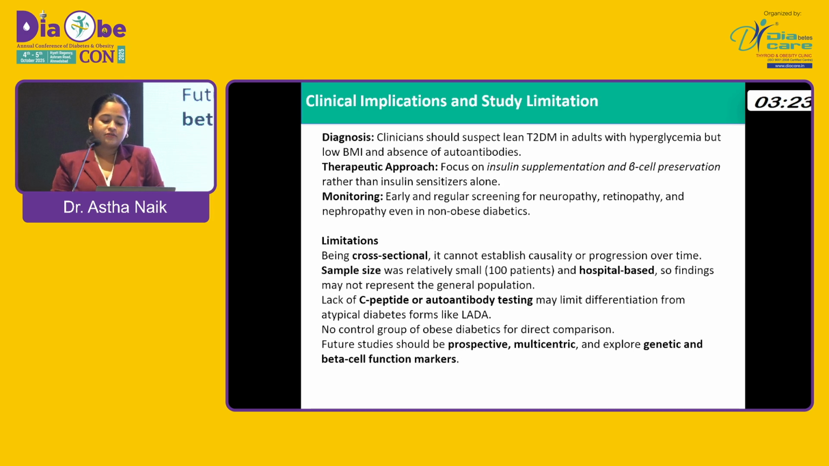The limitation of this study is that it is a cross-sectional study, so it cannot establish causality. The small hospital-based sample and lack of control group restrict generalization of this data. Moreover, insulin and antibody testing were not done, so insulinopenia is inferred but not proven. Further, multicentric and longitudinal studies should incorporate genetic, beta cell, and autoimmune markers for better classification.